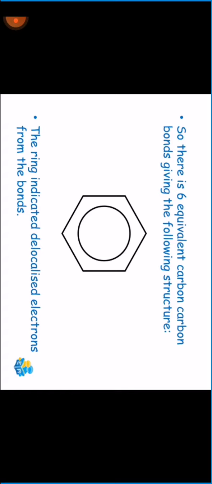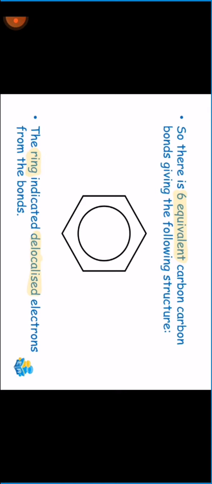And undertaking the bromine test, there was no rapid decolorization or no rapid color change from our red color. So that meant that there was no carbon-carbon double bond present. What there actually is, is 6 equivalent carbon-carbon bonds, giving the following ring structure, and the ring indicates something called delocalized electrons.